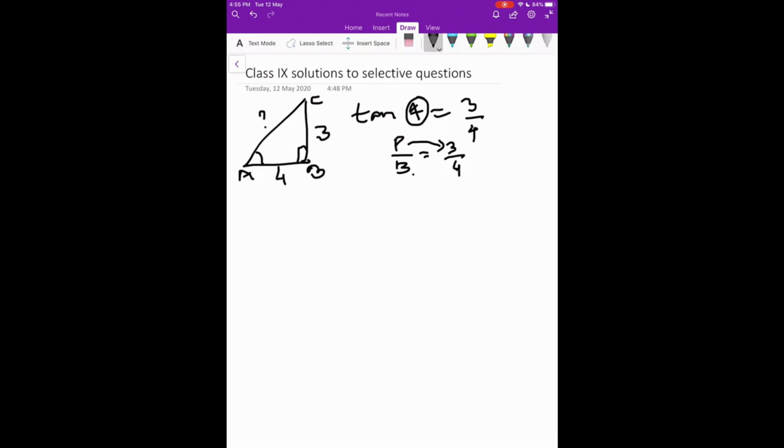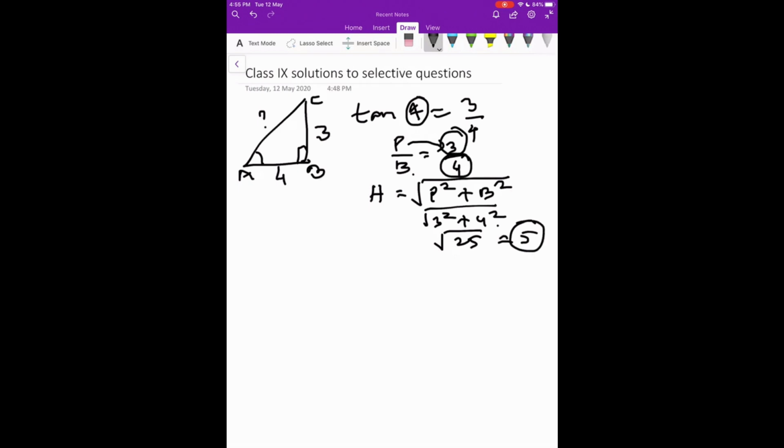Now you can say hypotenuse is missing. So using Pythagoras theorem, I'll find out the hypotenuse. The direct formula of hypotenuse is the root of perpendicular square plus base square. So if I do this, root of 3 square plus 4 square, this will give you 9 plus 16. This will give you square root of 25, and that is 5. Now I have everything. Hypotenuse is also there, perpendicular as well as base.